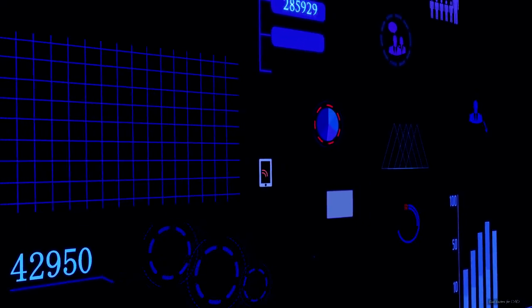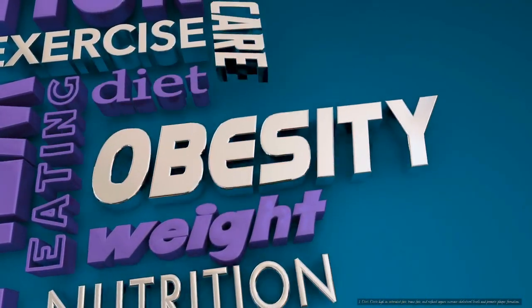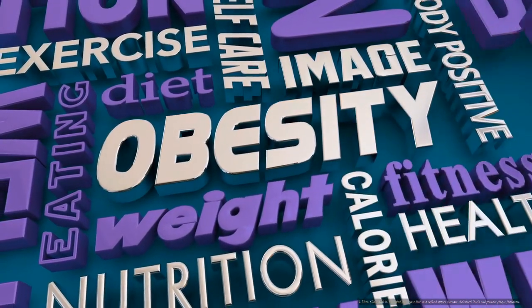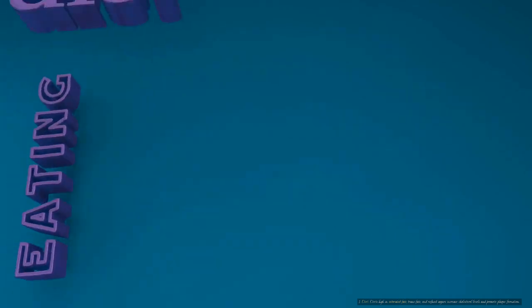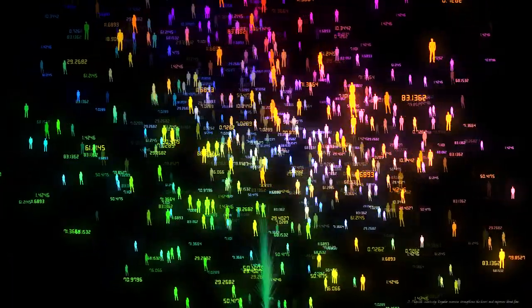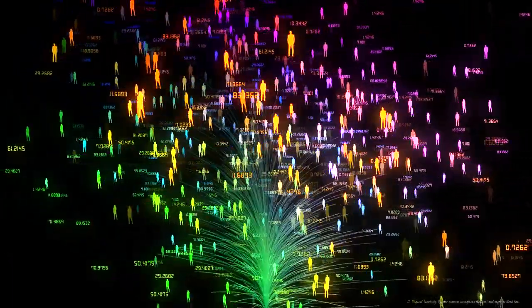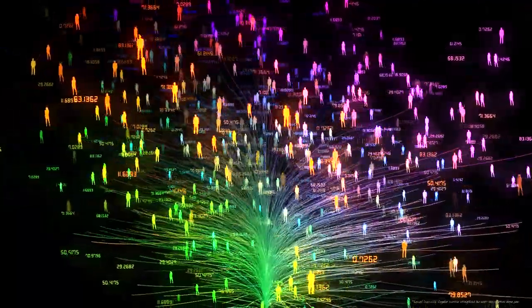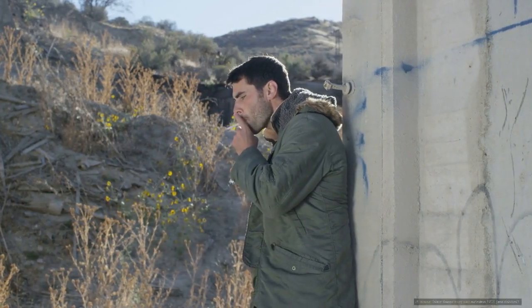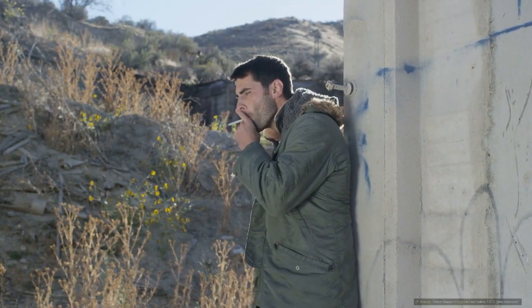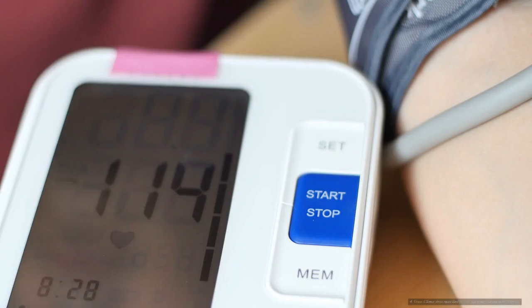Risk factors for CAD. Modifiable risk factors. 1. Diet. Diets high in saturated fats, trans fats, and refined sugars increase cholesterol levels and promote plaque formation. 2. Physical inactivity. Regular exercise strengthens the heart and improves blood flow. 3. Smoking. Tobacco damages artery walls and reduces HDL, good cholesterol. 4. Stress. Chronic stress raises blood pressure and promotes inflammatory responses.